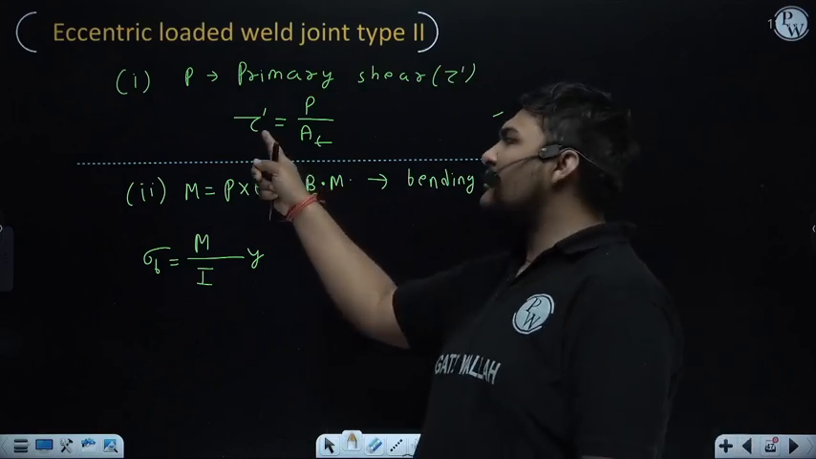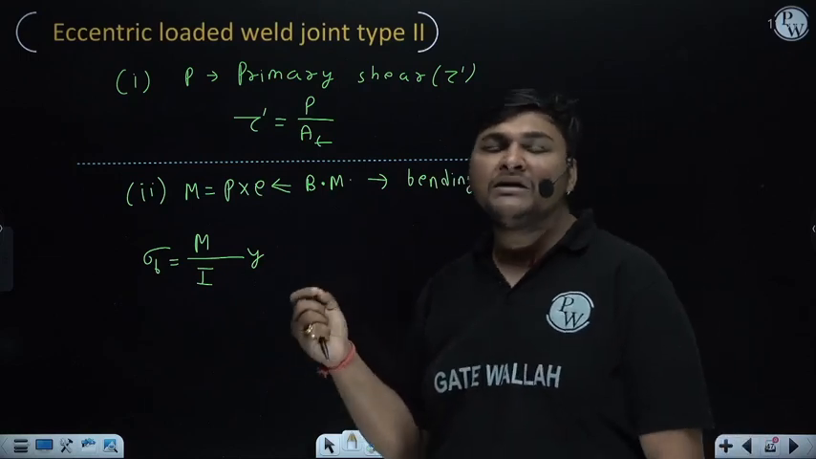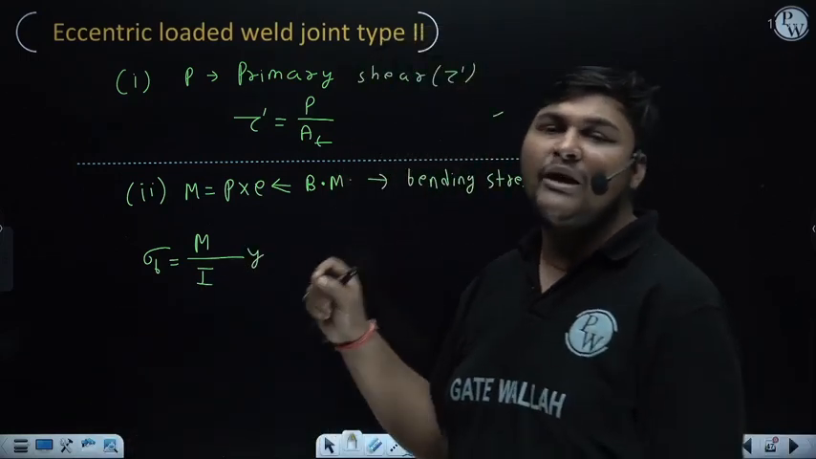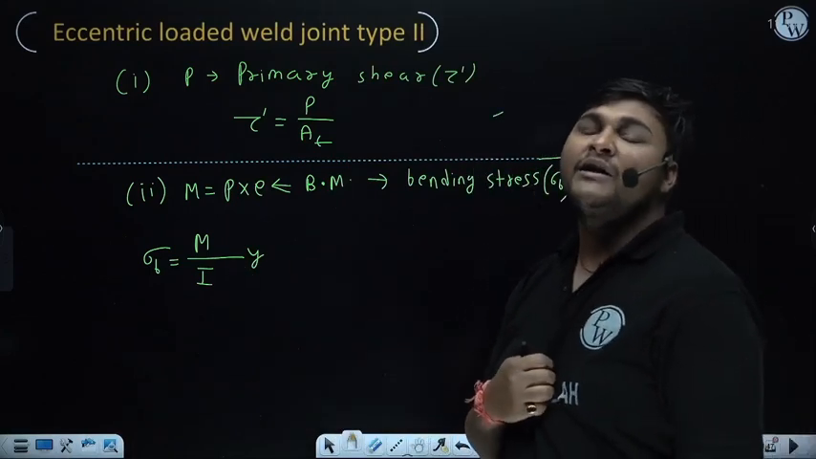It is the method to calculate shear stress, primary shear stress. It is the method to calculate bending stress. But we will calculate primary shear stress and bending stress for the critical point. And after calculating this, we will calculate principal stress and we will apply a suitable theory of failure. So how to identify the critical point in this case?